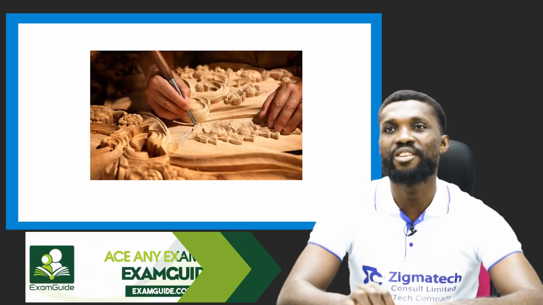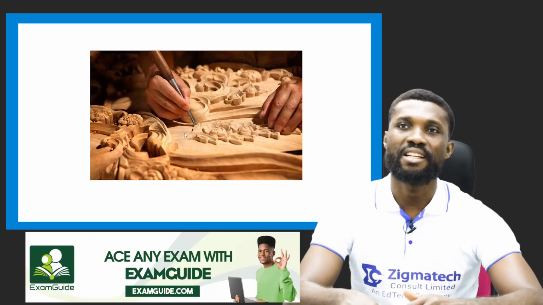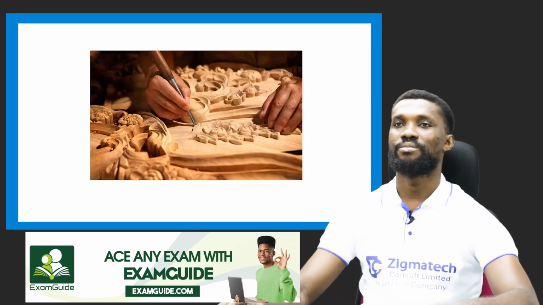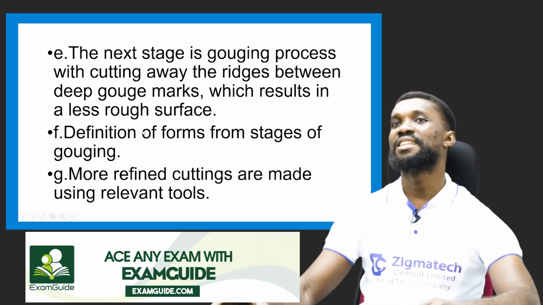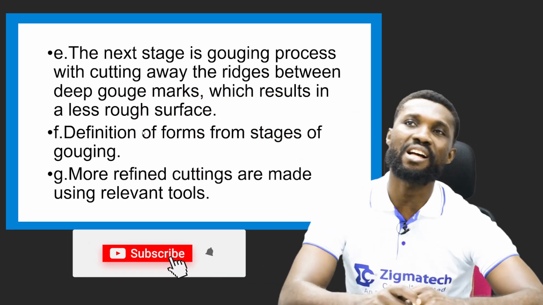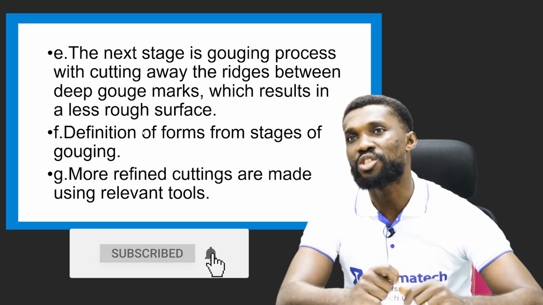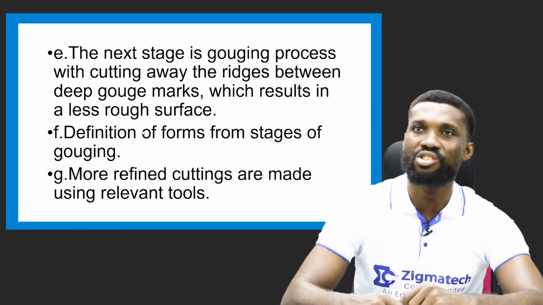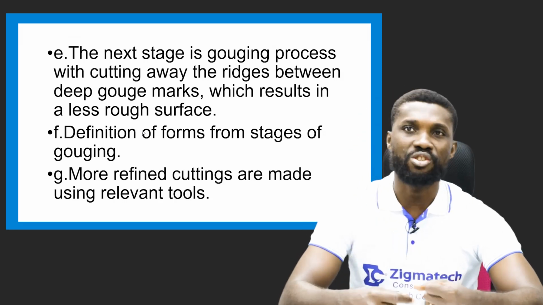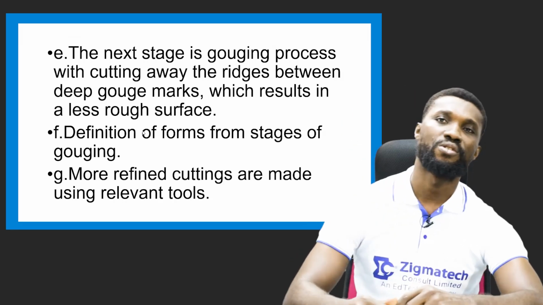Now, first of all, the artist designed or drew exactly what he wanted on the wood, and then gradually he started using his chisel and his mallet to chisel out the unwanted parts of the work, for him to be able to produce this masterpiece you're seeing. Now, the next stage is the gouging process, with cutting away and the ridging between deep gouge marks, which results in a less rough surface.